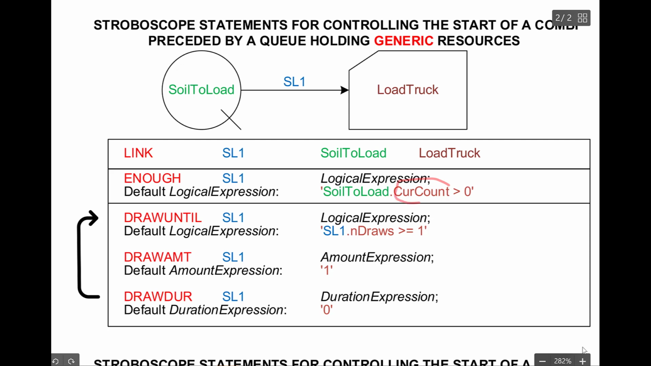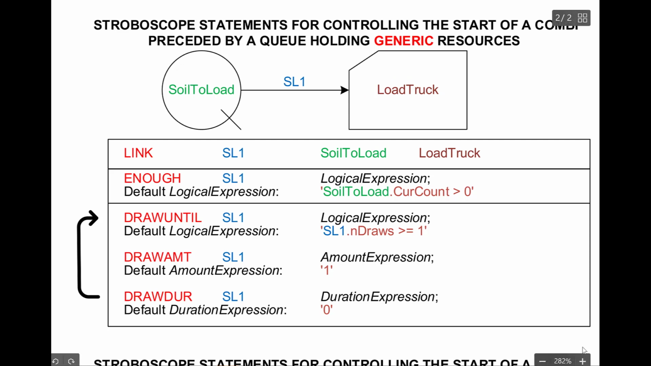The current count represents the current contents of the queue soil to load, which precedes it in the name of this identifier. And the idea is that if this content is not empty, in other words, if the amount of resources currently in that queue is greater than 0, then there are enough resources that could possibly support the start of the combi load truck, in other words, the creation of a new instance of that combi.